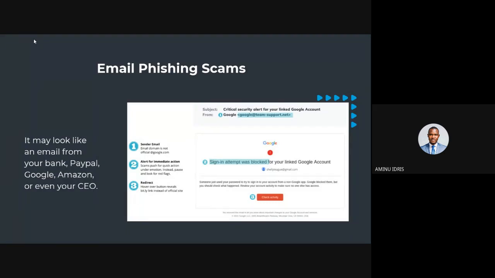Like I said here, it may look like an email from your bank. If you are a person that uses PayPal, it may be from PayPal. A lot of people are using Google products nowadays, so the person may claim to be from Google support, or Amazon, and even your CEO.